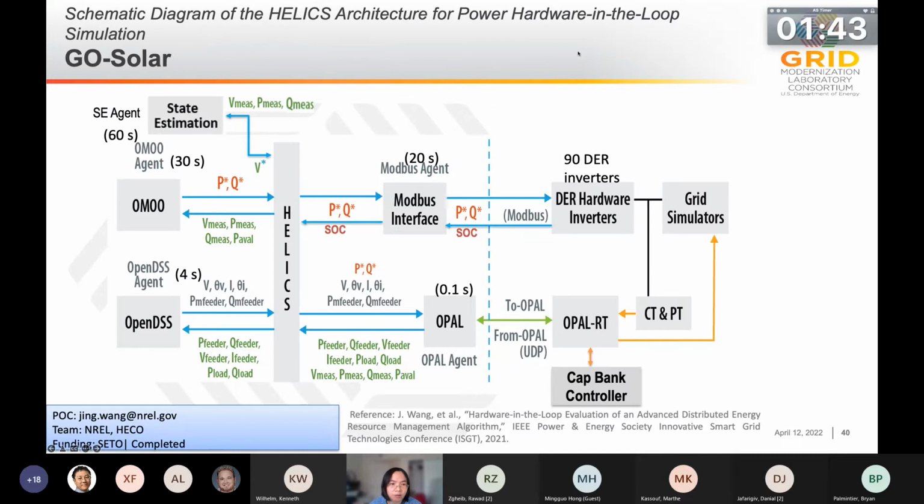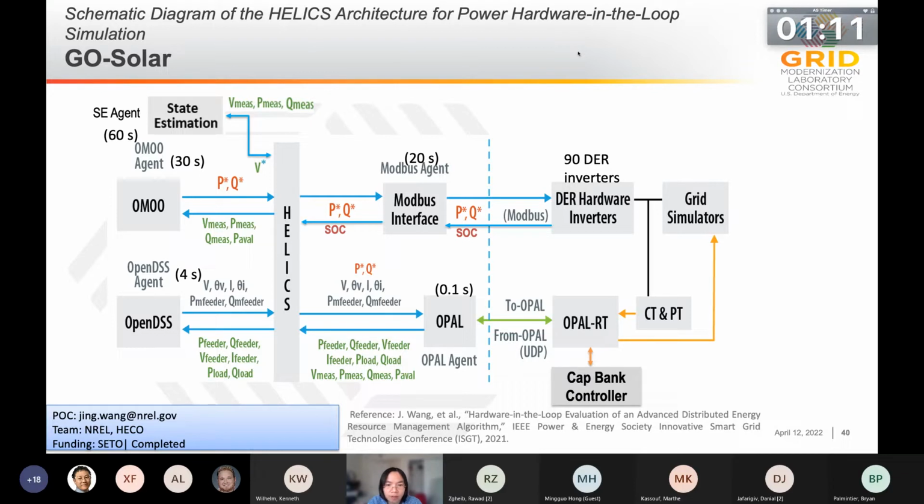So again, this is a GoSolar project funded by CETO, and Brian Palmintier is a co-PI of this project. This project's overall objective is to test the GoSolar control algorithm to dispatch the faster-response DER inverters and also slow-response legacy devices like CapBank controllers. We have all these CapBank controllers and inverters as hardware. So how do we test those hardware devices?